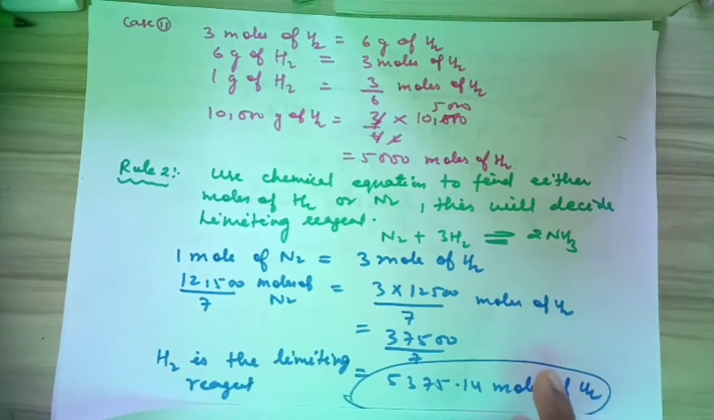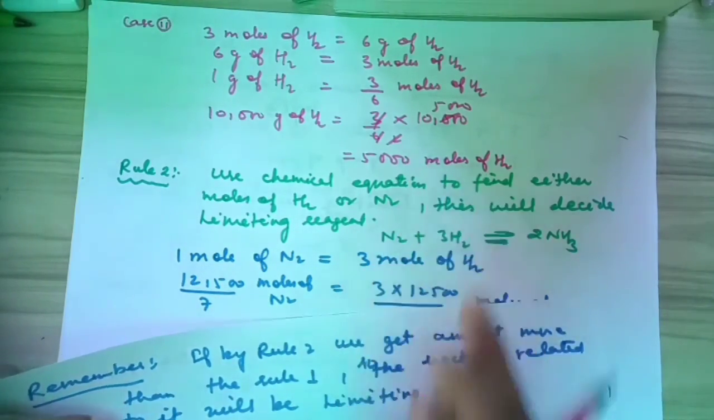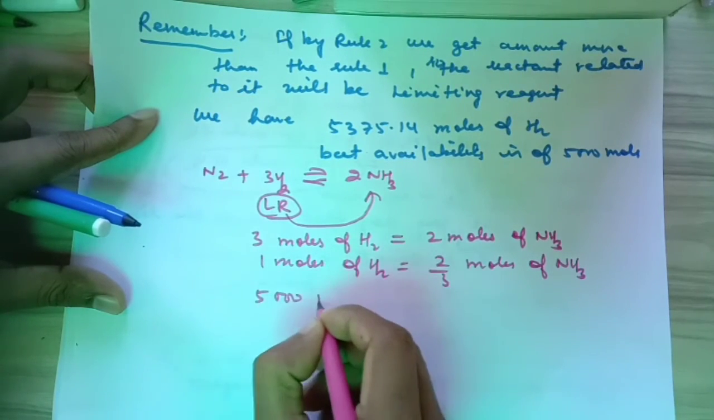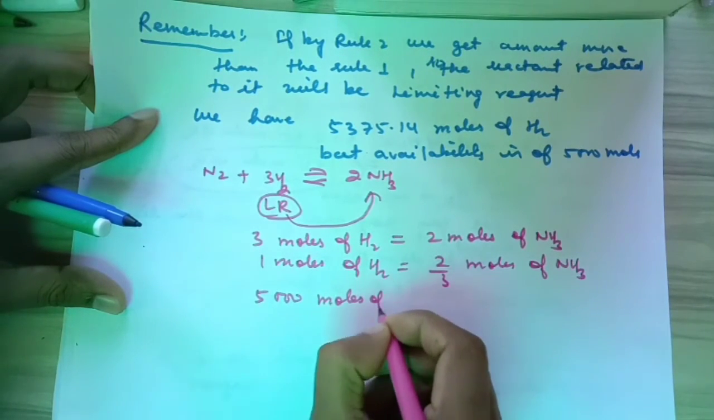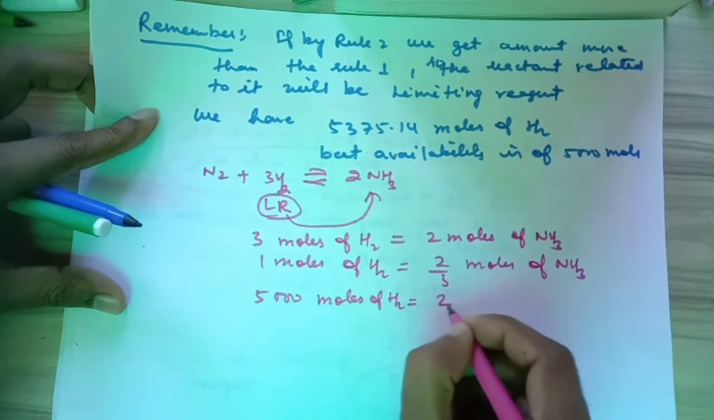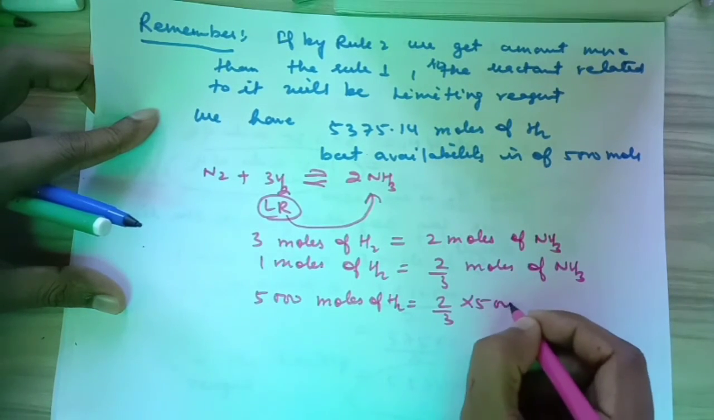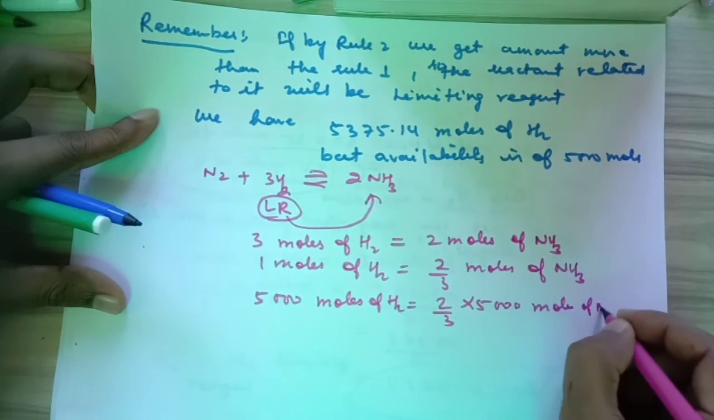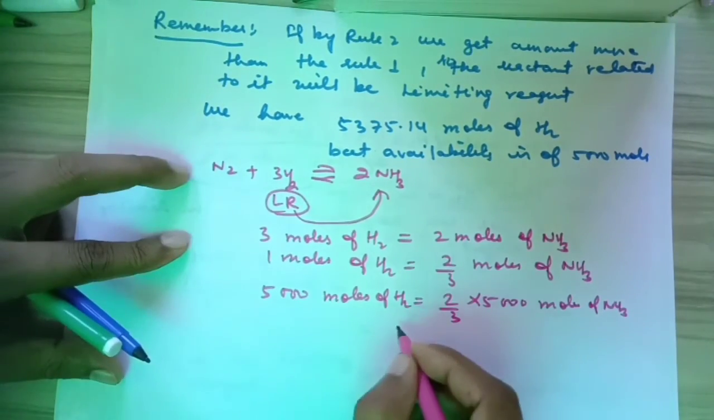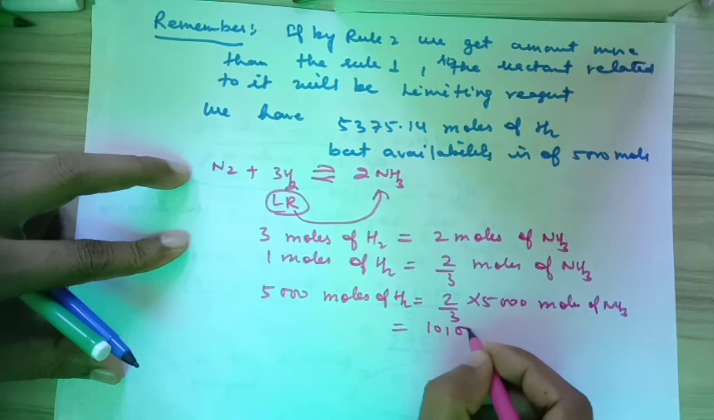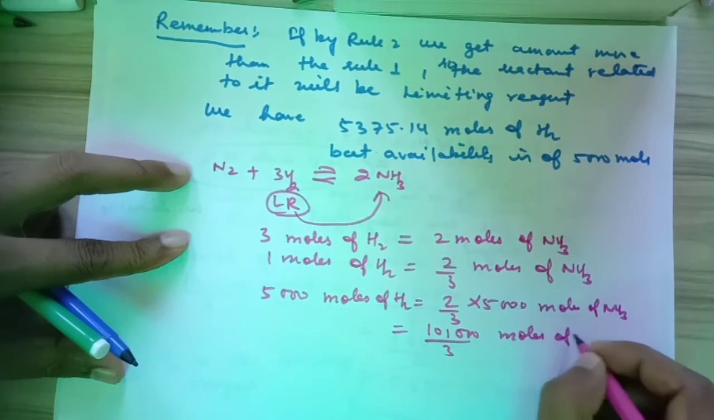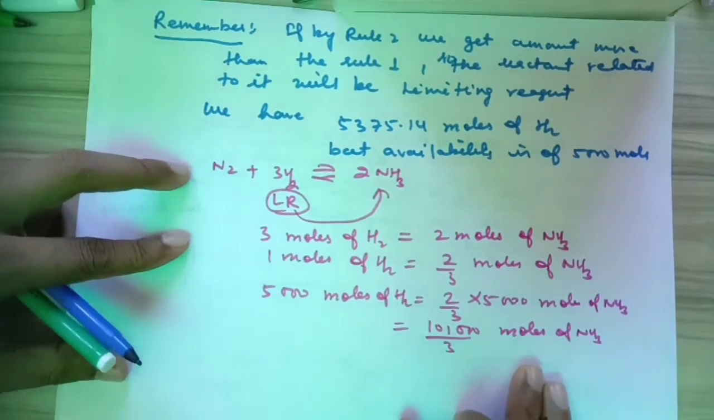Now the availability of hydrogen is how much? We have 5000 moles of H2. So 5000 moles of H2 will give us 2 by 3 into 5000 moles of NH3. That means it will be 10,000 by 3 moles of NH3. So this amount of ammonia is formed.